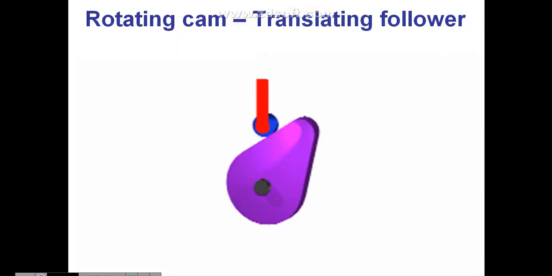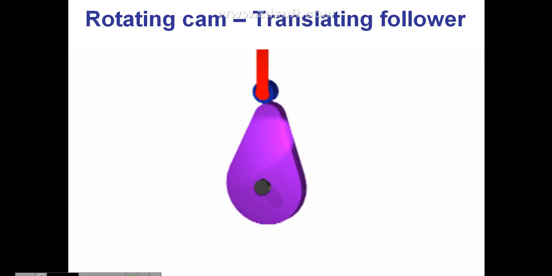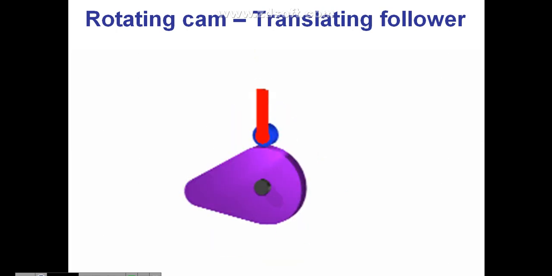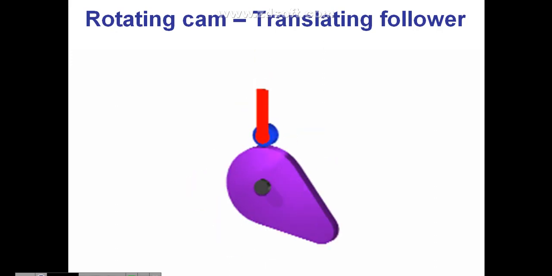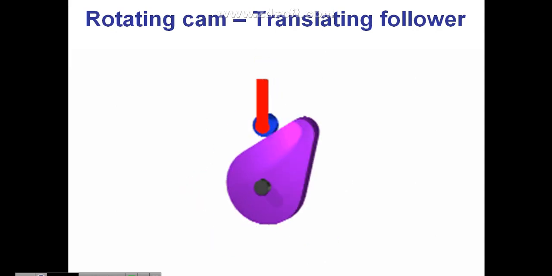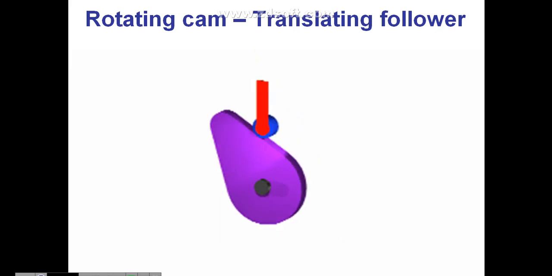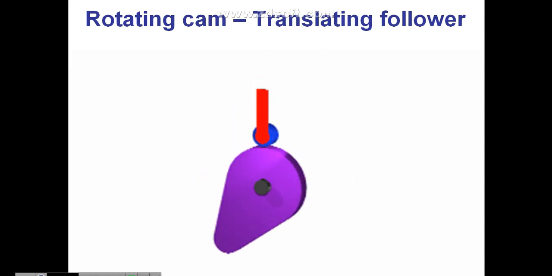Coming to the first classification, that is rotating cam and translating follower. You have seen in the animation there is one cam rotated on the camshaft. Due to the unique shape of the curvature, that is the shape profile, the follower is going to move up and down. So the rotary motion of the cam is converted into translating motion of the follower, moving up and down. The cam rotates and the follower moves linearly, that is up and down. That's why we have the name rotating cam translating follower.